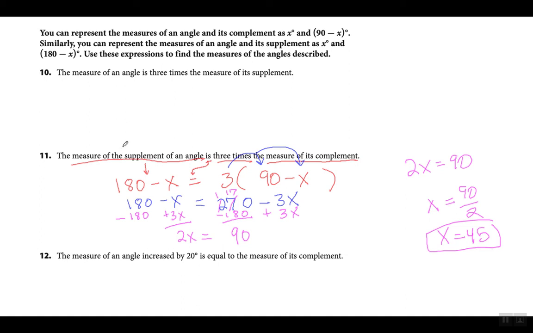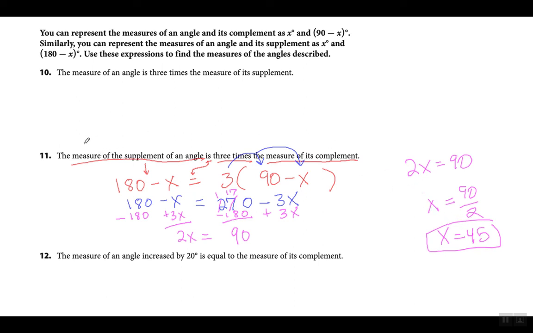So the measure of the supplement of an angle is 3 times the measure of its complement. Okay, I got it. I was just rereading the question. Alright, I think you all follow me in how I got x equals 45. But it could be a little tricky to figure out what they are asking me. Are they asking me what x equals? Let's look at the question again.